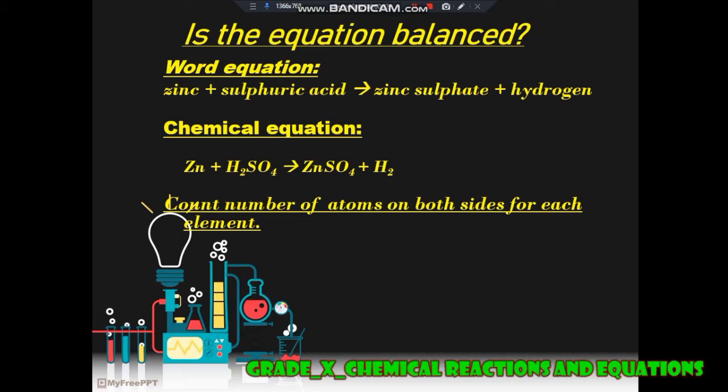Is the equation balanced? Word equation: zinc plus sulfuric acid gives zinc sulfate plus hydrogen. And what is the chemical equation? Zn plus H2SO4 gives ZnSO4 plus H2. Count the number of atoms on both sides for each element. Are they same? Yes, they are same. It means the equation is balanced.